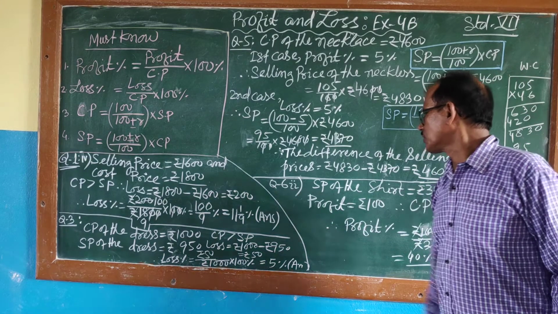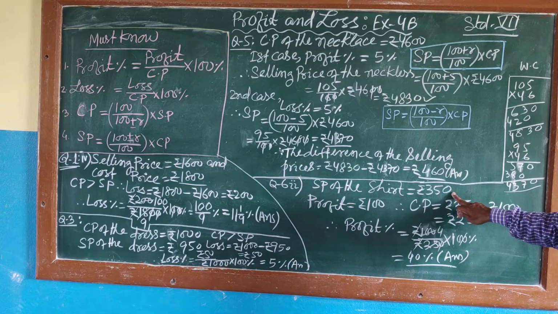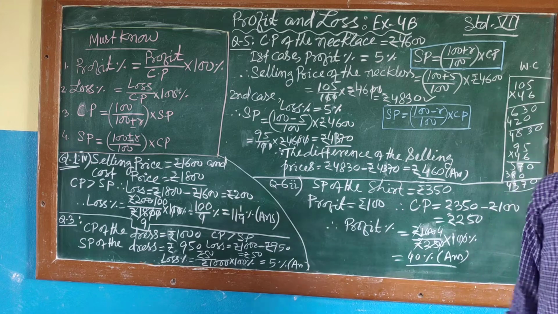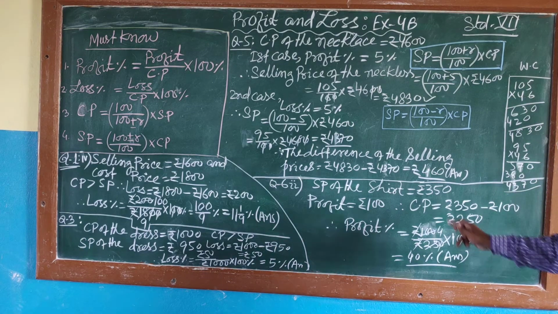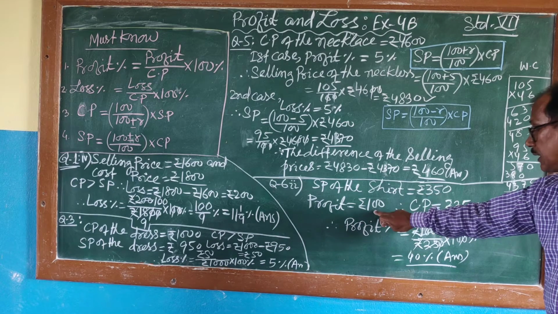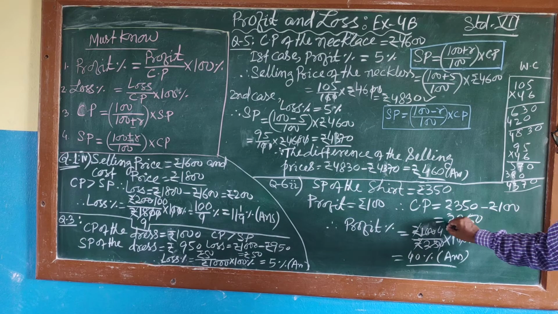Now moving on to question number 6. The SP of a stock is given to you as rupees 350 and the profit is given as rupees 100. SP and profit are given, so you can find out CP. Since there is a profit, it will be subtracted; if it were a loss, it would be added. So 350 minus rupees 100, 250 is the cost price.